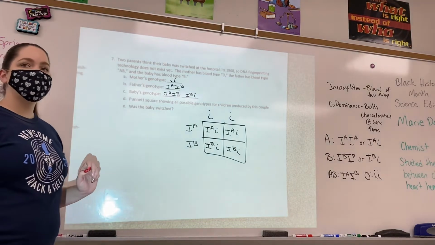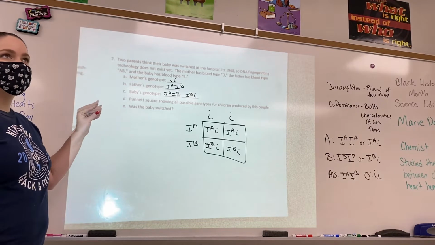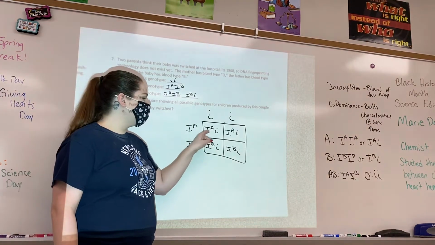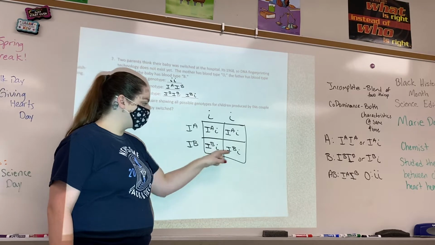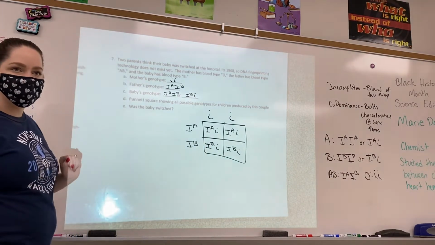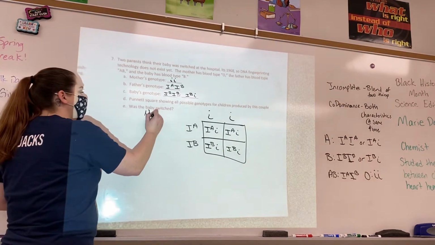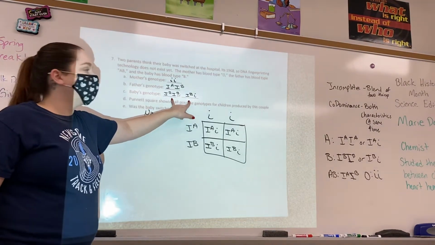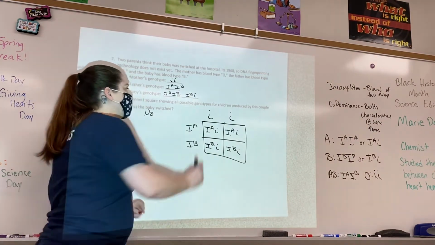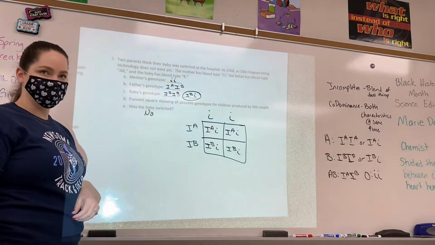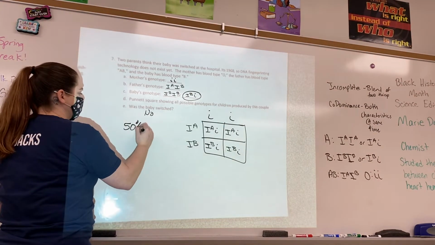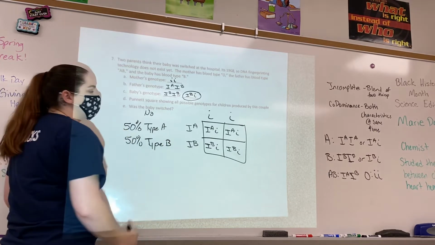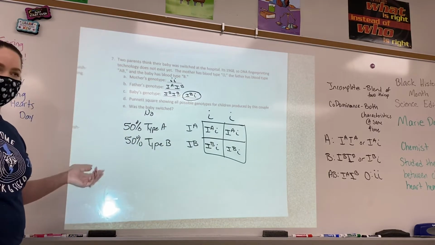So that baby has a probability of either being a heterozygous type A or a heterozygous type B. So was this baby switched? No, probably not. Because why? If the baby is type B, it could have one of these. Well, what was our probability? This one. So it probably has this type of blood type, because it's 50% type A, 50% type B. So, no, that baby was not switched. That is the baby of those parents.